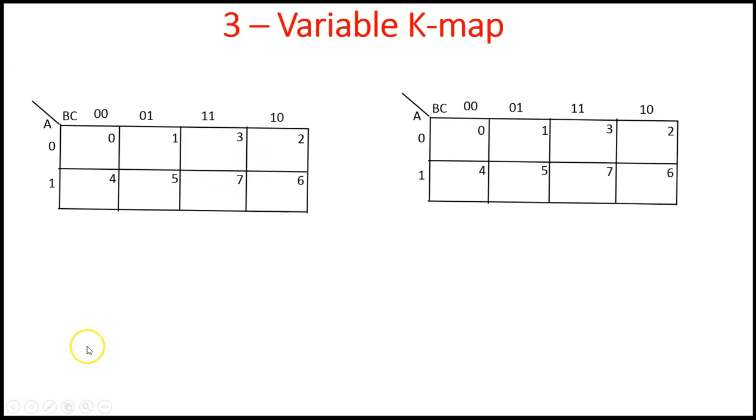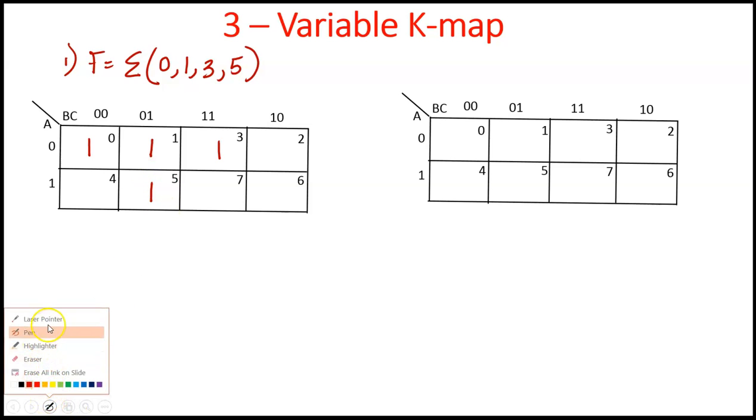Now, let us take another example, that is f is equal to summation of 0, 1, 3 and 5. Wherever you have min terms, there you have to mark it as a 1. So 0 is a 1, and here is 1, and here is 1, and here is 1. So we need to group the maximum possible group, the highest possible group first.